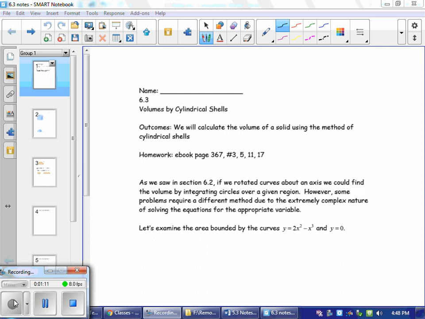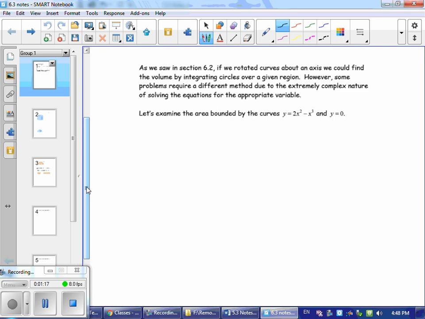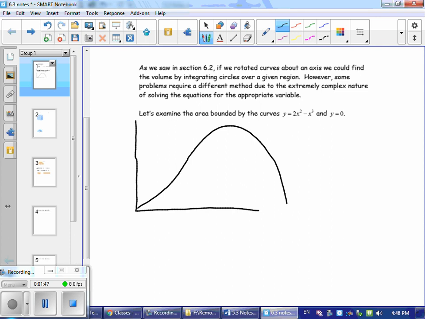All right, so let's go ahead and examine a function where this might be the case. So we have the area bounded between the curves y equals 2x squared minus x cubed and y equals 0. So let's go ahead and do a sketch of what that looks like over here. All right, y equals 2x squared minus x cubed. If you put this into your calculator, it's going to look something like this. Let's extend that out there. It'll look something similar to that. It's probably not perfect, but it's going to look similar to that.